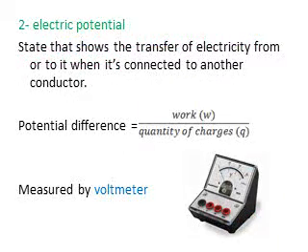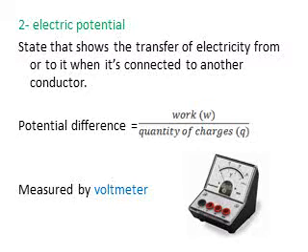The second property of the electric current is the electric potential, and this electric potential is a state that shows the transfer of the amount of electricity from one point to another point, and we get this potential difference with symbol V. It is equal to the work done by the electric current to transfer a quantity of charges from one point to another point, and its unit is called volt.